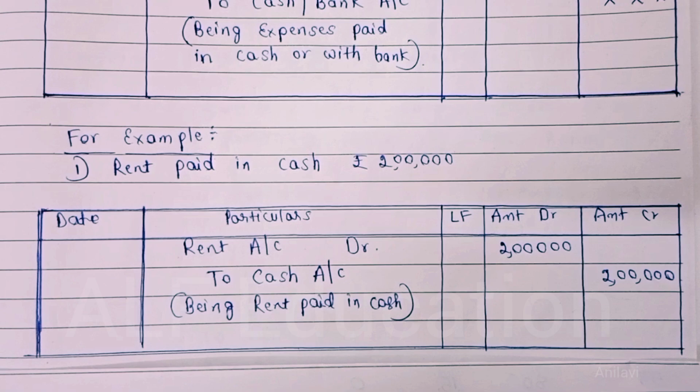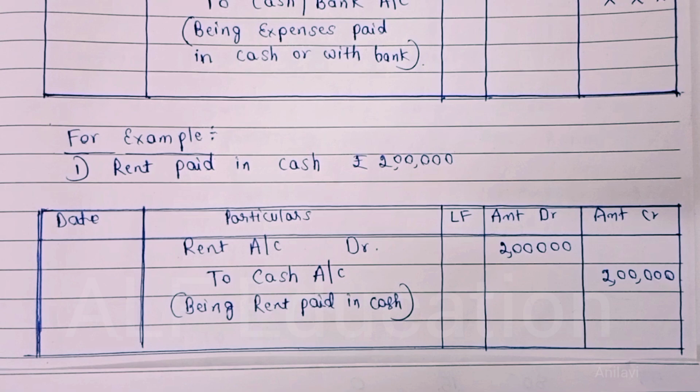Just for your information, if you want to know which rules have been applied for this journal entry, I will be explaining only for this transaction. The rest of the transactions will be the same. As you know, there are three rules in accounting: personal account, real account, nominal account. Personal account says debit the receiver, credit the giver. Real account says debit what comes in, credit what goes out. Nominal account says debit all expenses and losses, credit all incomes and gains.